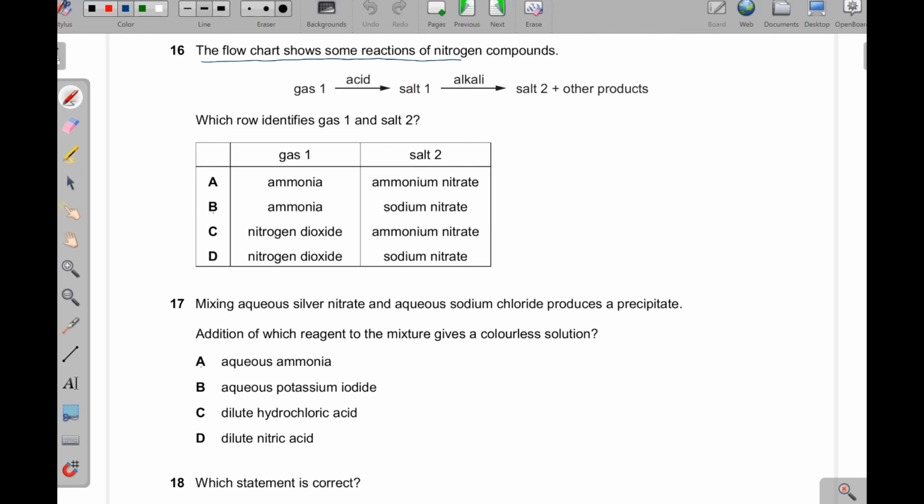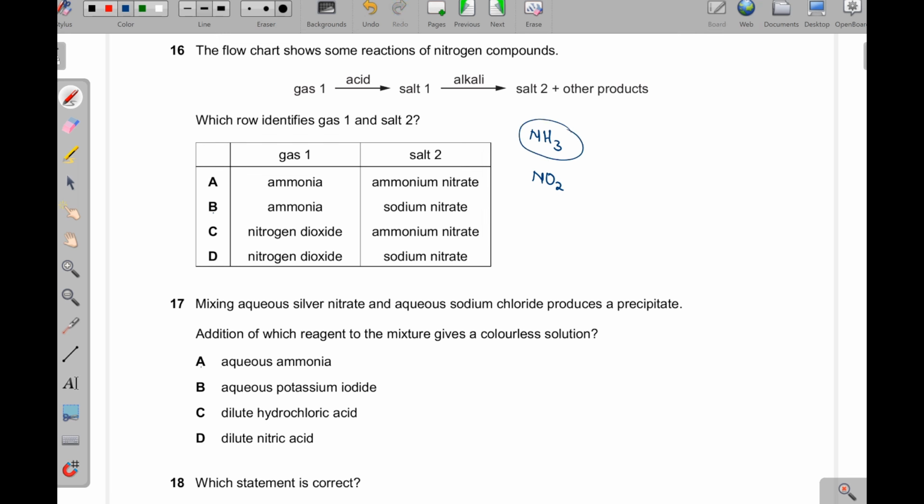Question 16. The flowchart shows some reactions of nitrogen compounds. Gas 1, plus the acid, you get salt 1, then you put the alkali, you get salt 2, and other products. They are asking which row identifies gas 1 and salt 2. We are seeing ammonia and nitrogen dioxide. Now, ammonia is a basic gas. Then nitrogen dioxide is an acidic gas, because when you dissolve it in water, you get nitric acid.